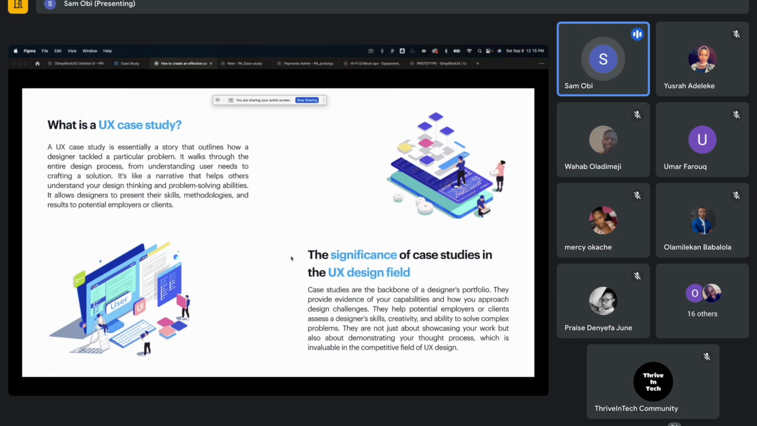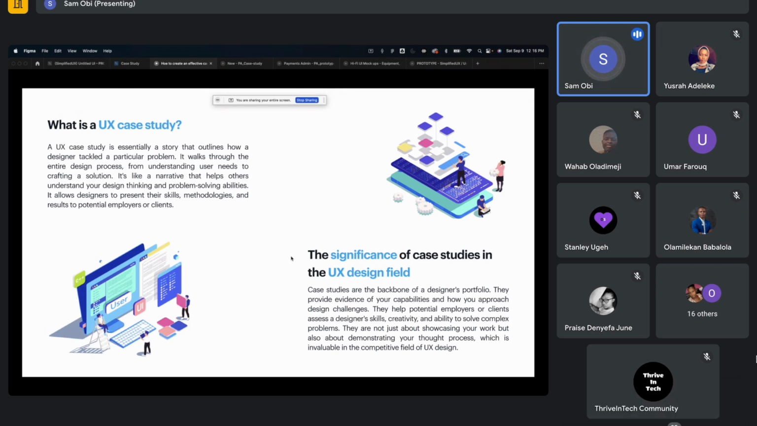It's like a narrative that helps others understand your design thinking and problem solving abilities. It also allows designers to present their skills, methodologies, and results to potential employers or clients. One thing we need to understand is within a case study, people want to know how you are able to solve problems, especially complex problems.